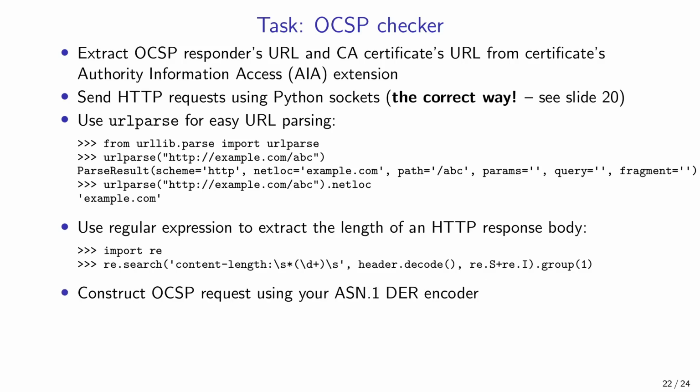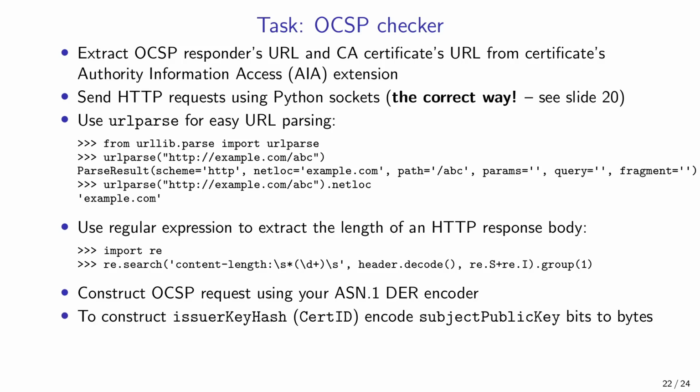Construct the OCSP request using your ASN1 encoder. To construct the issuer key hash for the cert ID, encode the subject public key bits to bytes. Take bits from the subject public key, convert them to bytes, and hash these bytes. To make your life easier, a full implementation of the OCSP response parsing code is in the template.